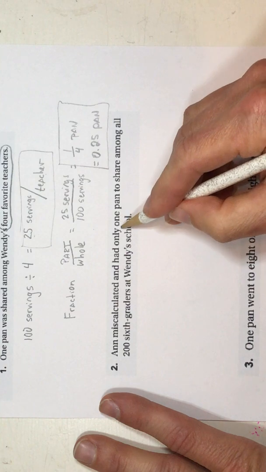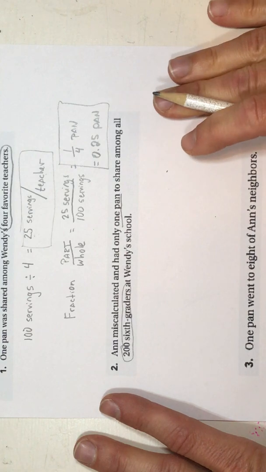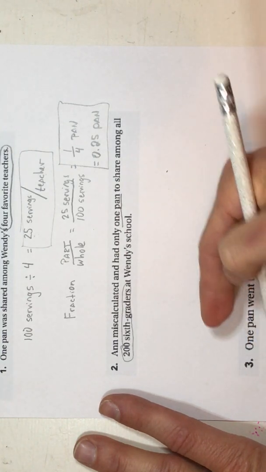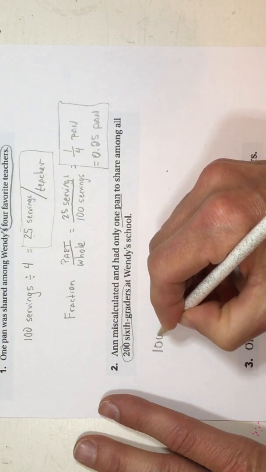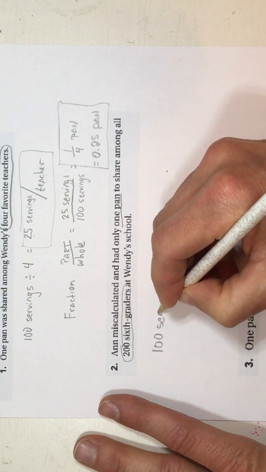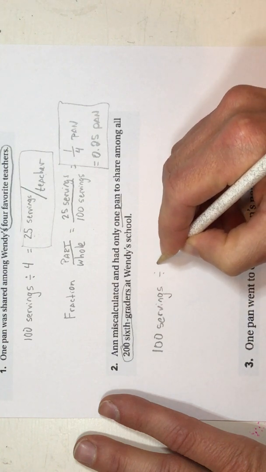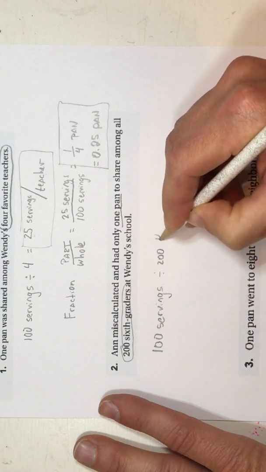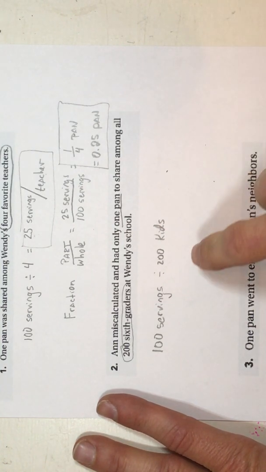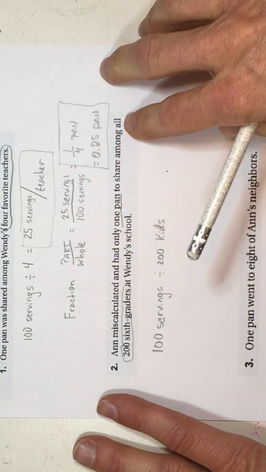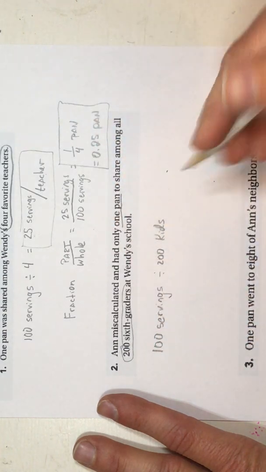Anne miscalculated and had only 1 pan to share among 200 6th graders. Okay, so if we have 100 pieces in a pan and 200 kids intend to eat those 100 servings, you can tell right away we're not going to have enough servings to give each kid their own. So what's going to happen is we're going to take these servings and divide them up evenly among 200 kids. Okay, so I want to show you a little different way to approach this one if you want. Instead of just using division and going through the same strategy as before, you also could express this as a ratio and work in ratios, and I'll show you what I mean.